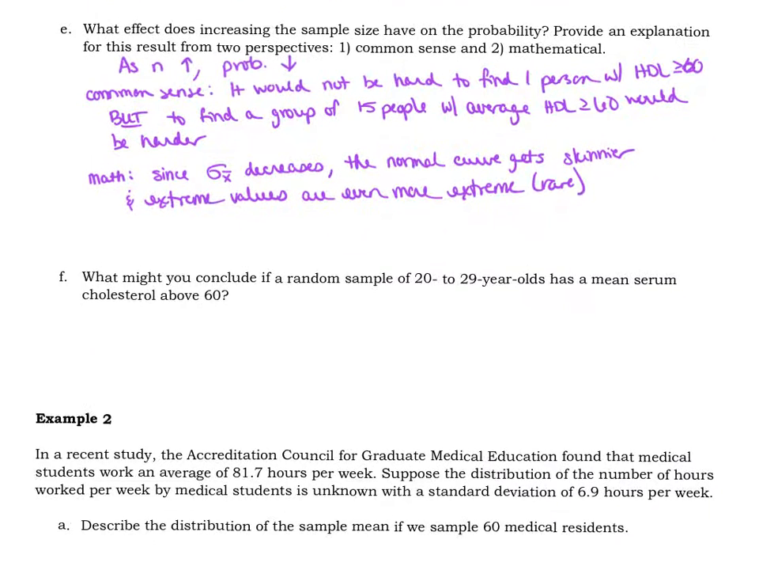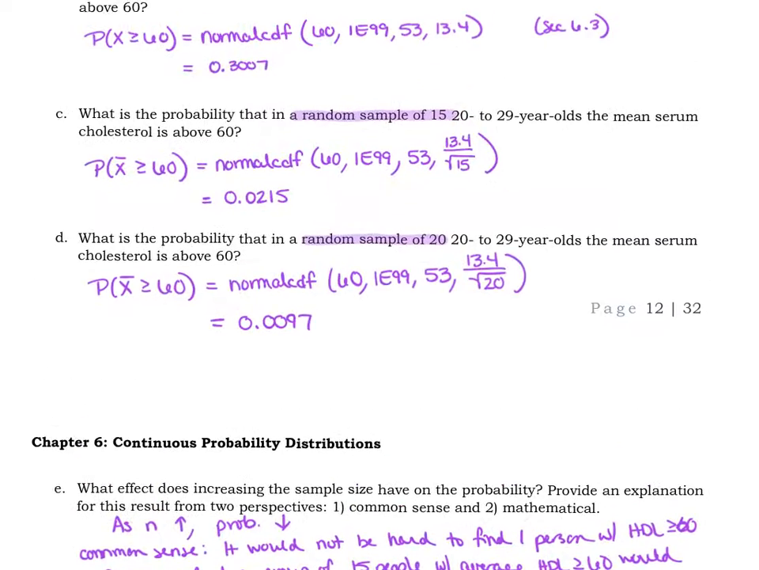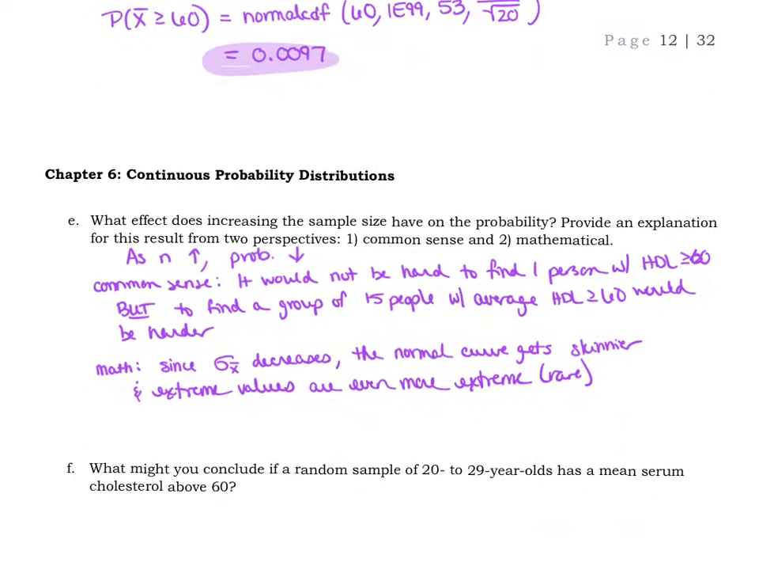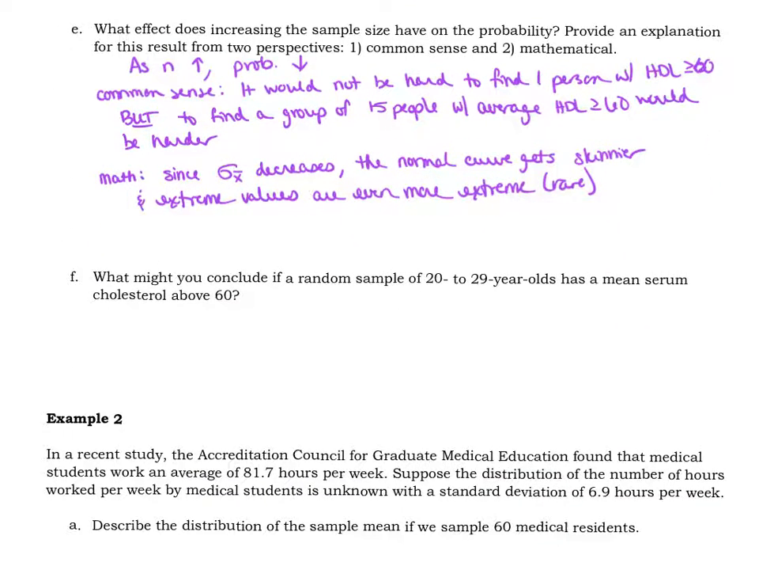Okay. And so one quick last question here. What might you conclude if a random sample of 20 to 29-year-olds has a mean serum HDL above 60? Well, based on what we found up here, and we're talking about a group of people, it's pretty rare. We're talking about a probability here of 0.0097. That's what we start to call, again, those unusual observations.